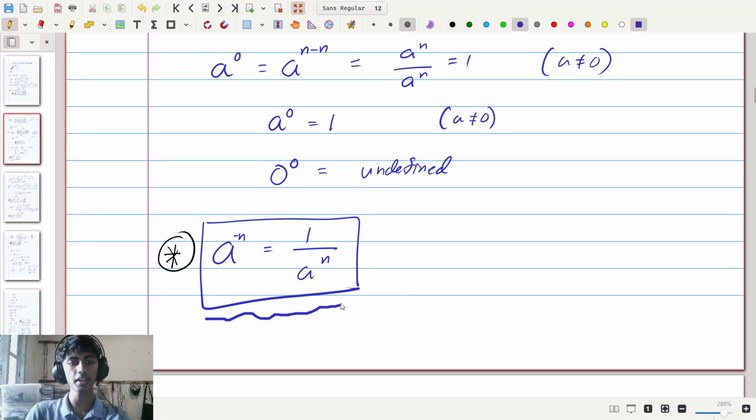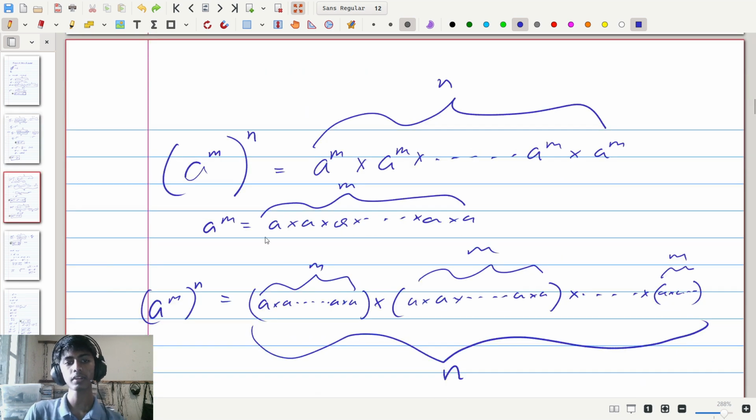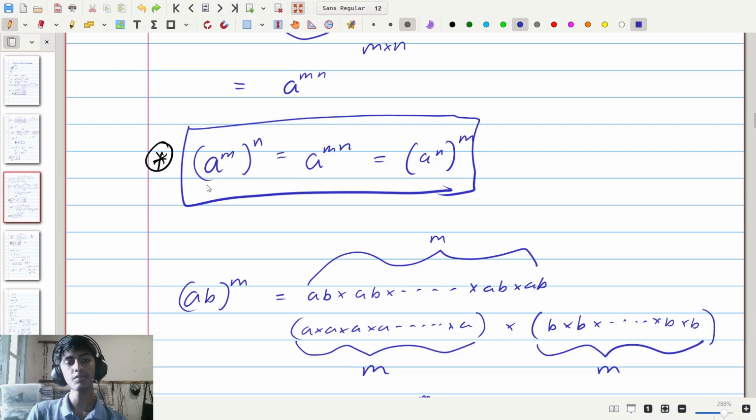Furthermore, we showed a simple identity that a to the negative n is equal to 1 divided by a to the n. That's just what it means. And then we showed if you have some a to the m and you take that to the power of n, it is equal to a to the power of m times n. And also you can flip the two: a to the power of m to the power of n is equal to a to the power of n to the power of m.